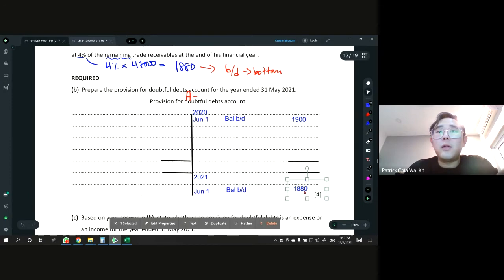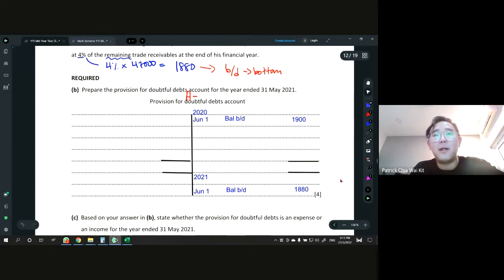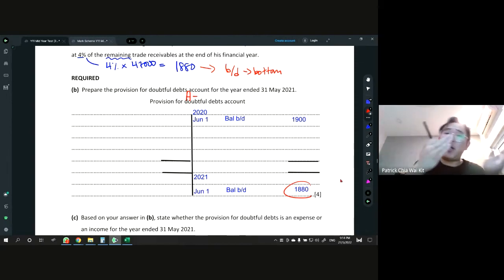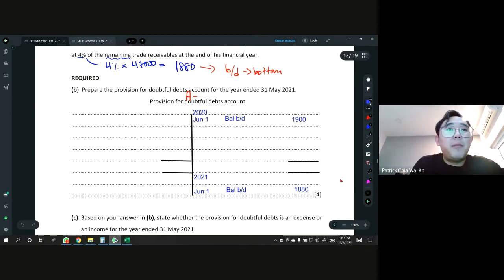And then this one down here. Okay, nice. All right, so we have the two balance BD now, and balance BD is 1880. You do know that balance BD down means it's connected to the balance CD. So we work backwards here. All right, so we work backwards.